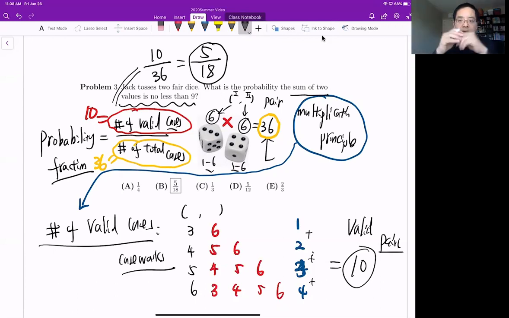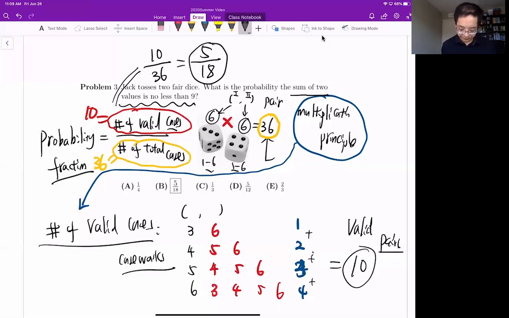Okay, so as a first step, you can understand probability as just a fraction. You first calculate the total number of cases, and use that as the denominator. And then you calculate the total number of valid cases, those cases you're looking for, and use that as the numerator. Then you just take the fraction, and that number is the probability.